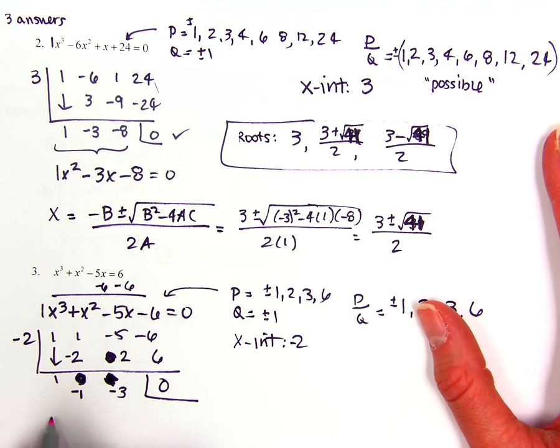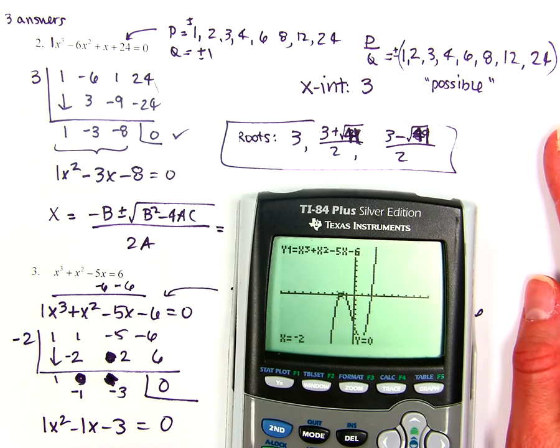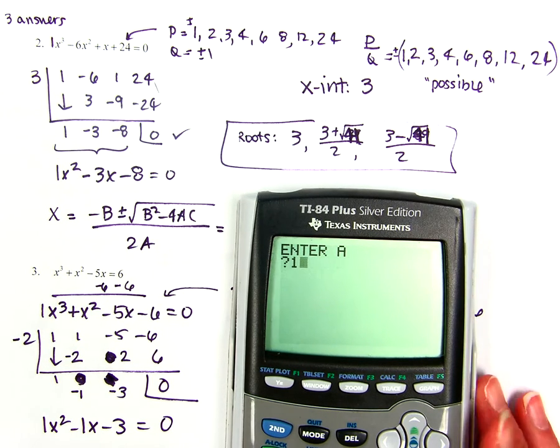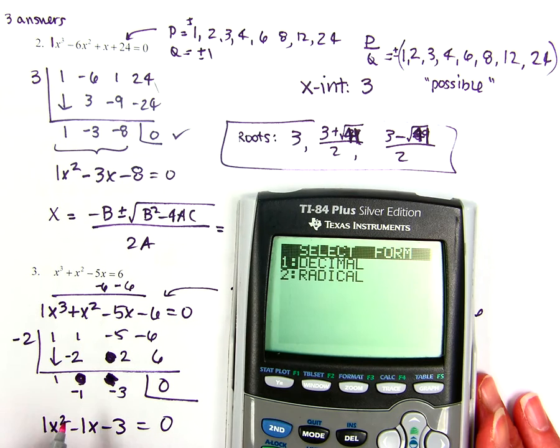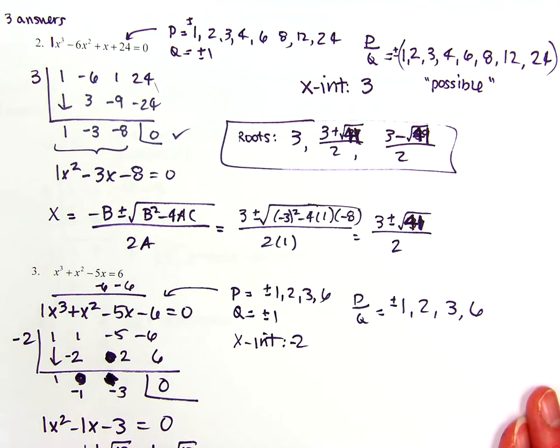All right, so this is a quadratic, so 1x squared minus 1x minus 3. And then I'm going to use my A-quad program just to make it faster. And I'm going to type in A, B, and C. So 1, negative 1, and negative 3. And I want a radical. So my answers are 1 plus square root of 13 over 2 and 1 minus square root of 13 over 2. And remember, you're supposed to have 3 answers, so there's 1, 2, and don't forget negative 2. Those are all my roots.